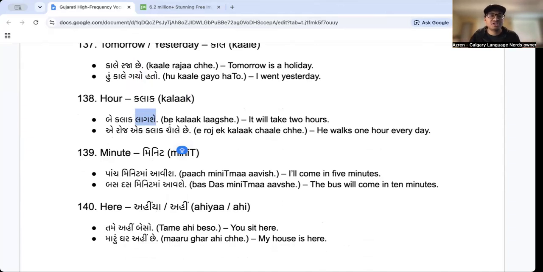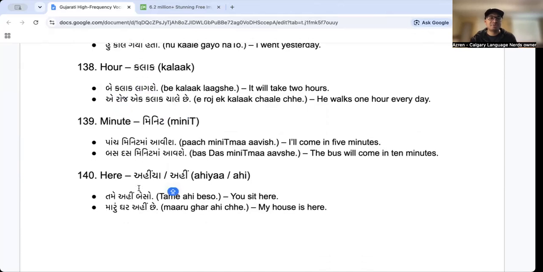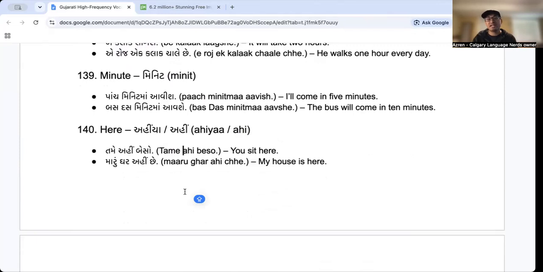Next one, e roj ek kalak chale che. He walks 1 hour every day. E roj ek kalak chale che. Roj means every day. Minute is minute. We don't even need to really go through example sentences, so let's just move past that.